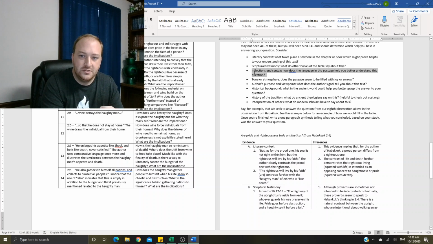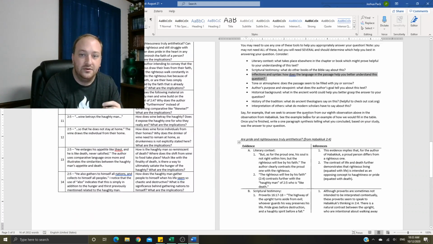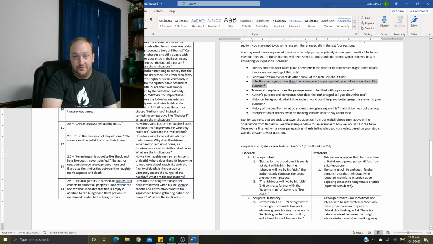Then we look at inflections and syntax. How does some of the language that's in this passage that you're dealing with help you to better understand the answer to your question? I don't necessarily have an example of this in here because part of my study at this time was not necessarily involved with that.